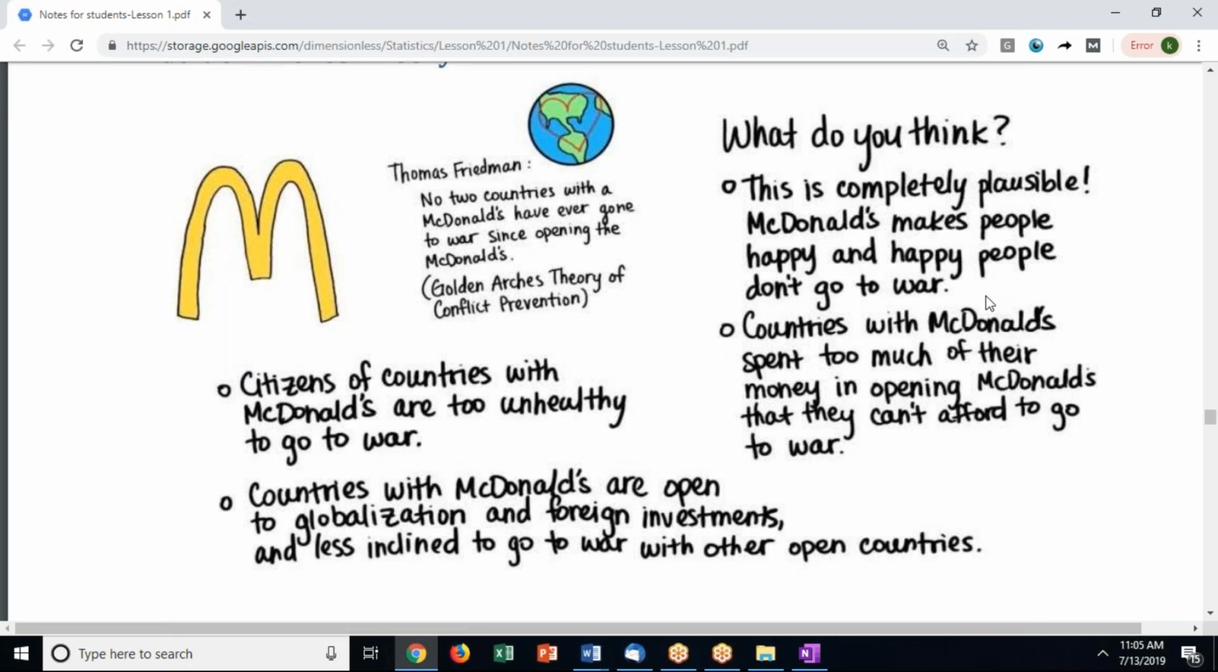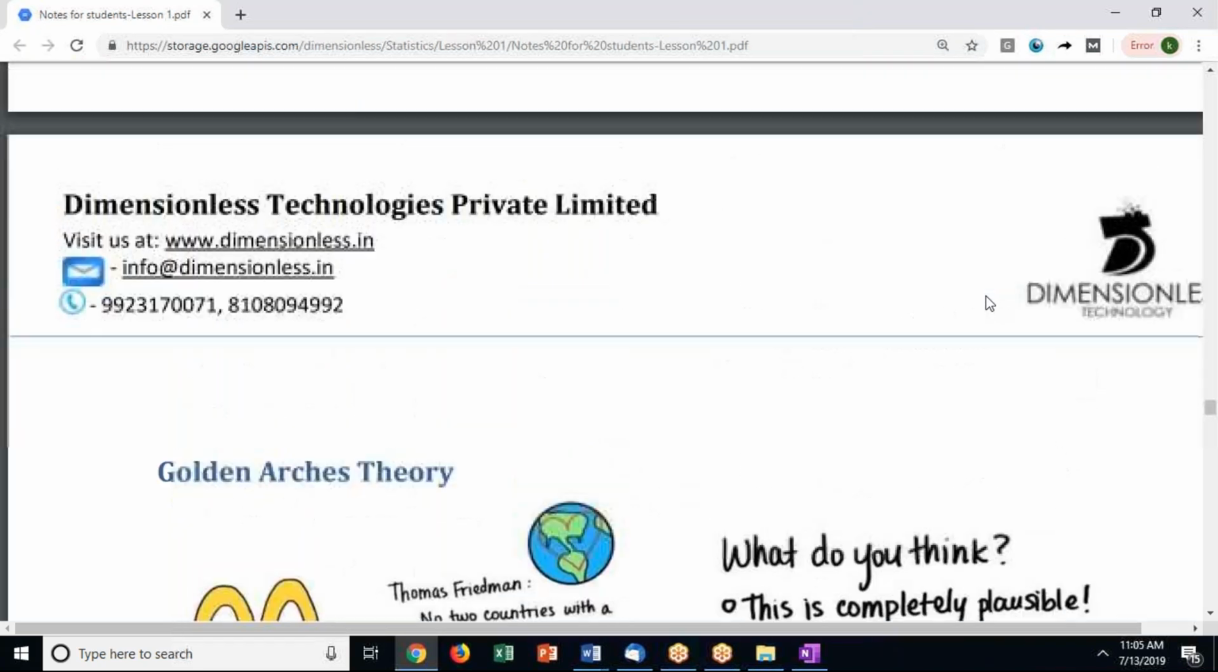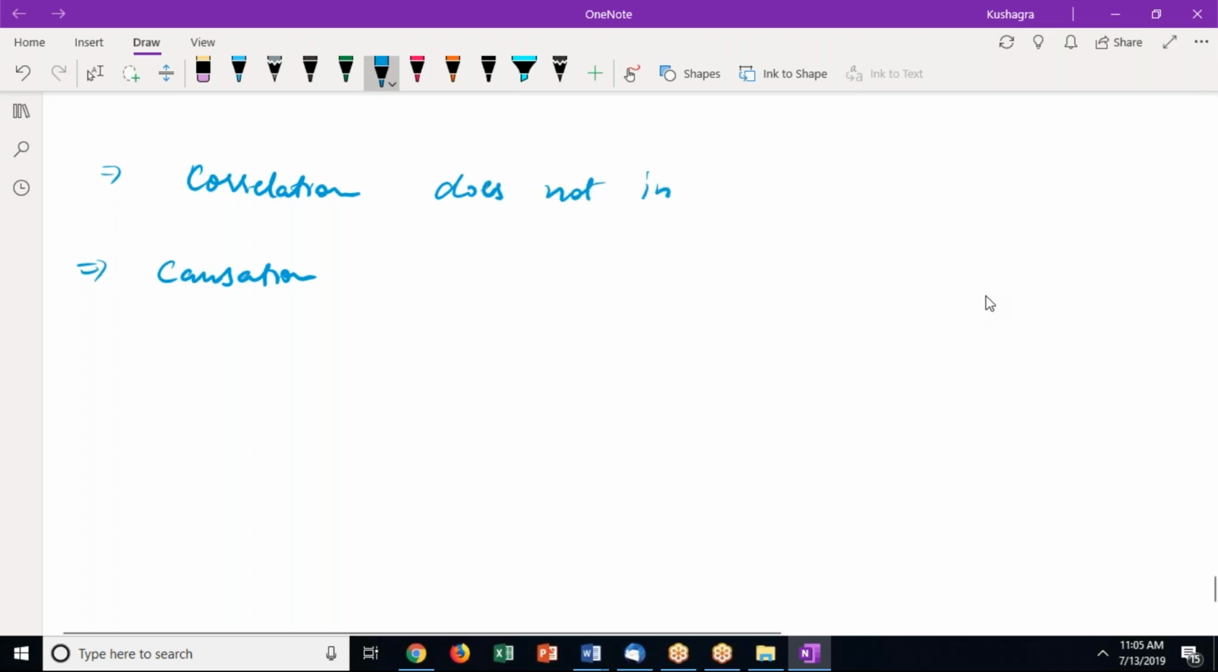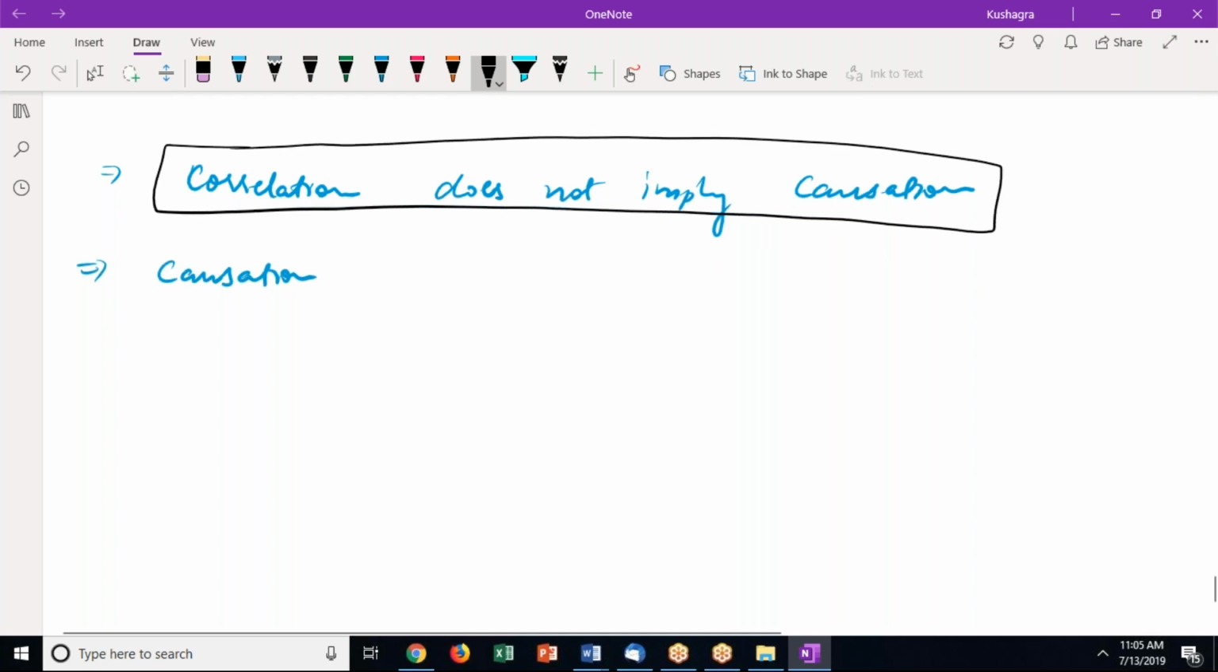There's another concept, rather. I would just quickly talk about that. One is called correlation, that we discussed some time back, and the other is called causation. You need to understand that these two are different things. Correlation does not mean or imply causation. What does it mean? Correlation does not imply causation.